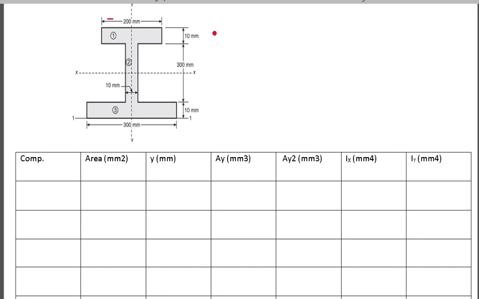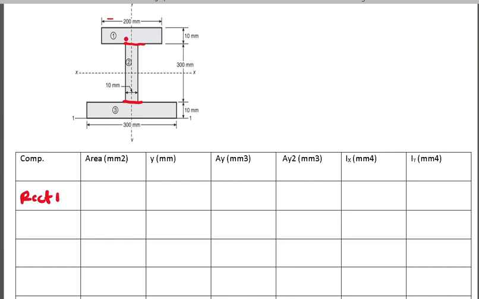Here the figure is made up of three components. This is component 1, this is component 2, and this is component 3. In the first column, the component column, the first component is rectangle 1.